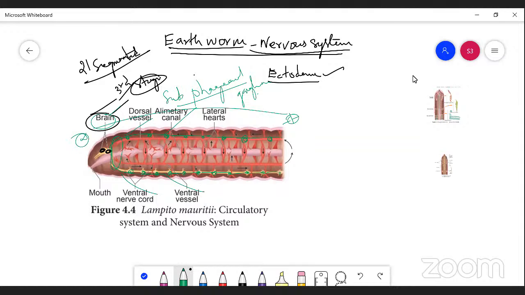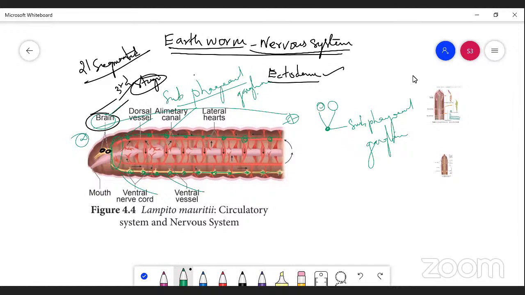See, I will give a clear explanation. That is the brain structure, and this is the subpharyngeal ganglion. How can you understand, right? See this connective tissue. What is connective tissue? That is called the subpharyngeal ganglion.